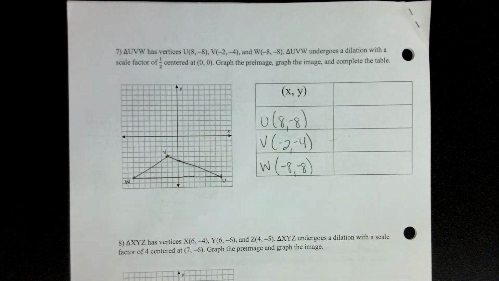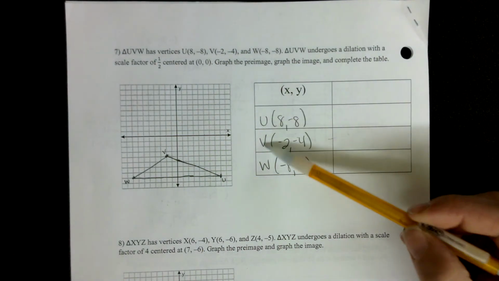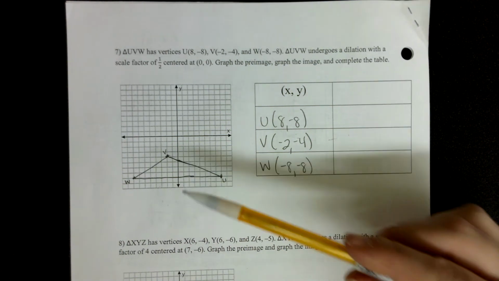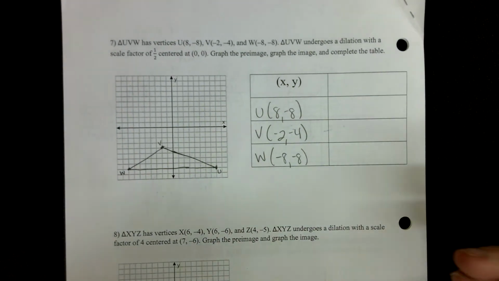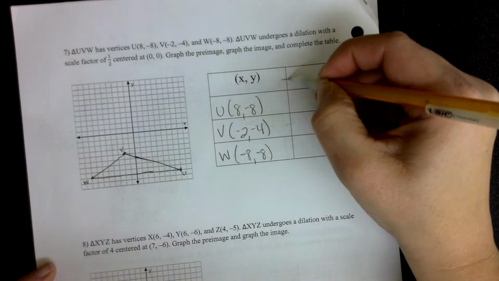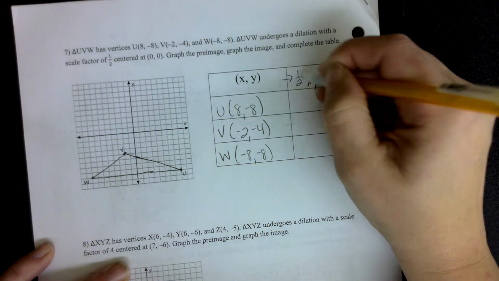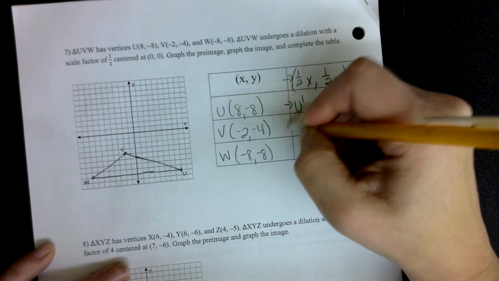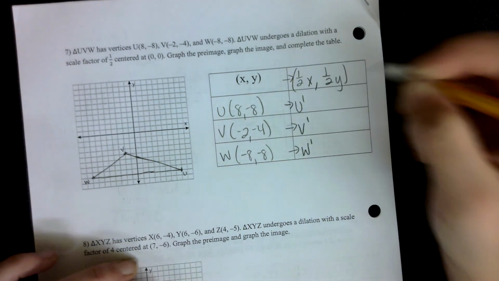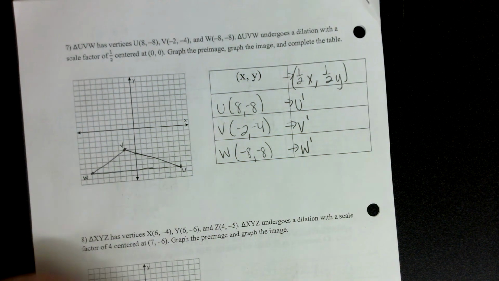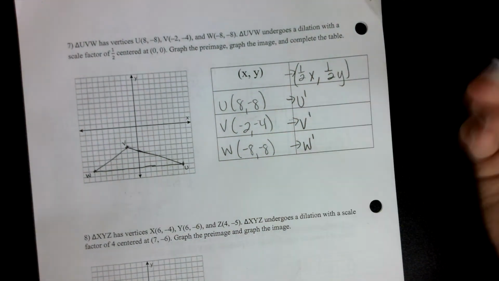Number 7, it says triangle UVW has vertices, and it lists them. And it says triangle UVW undergoes a dilation with a scale factor of 1/2 centered at the origin. Graph the pre-image, graph the image, and complete the table. So you should first put your points in, UVW, and then graph them on the side. And now it's around the origin, so (x, y) is going to map onto (1/2 x, 1/2 y). So now we're going to divide everything by 2, or multiply it by 1/2.